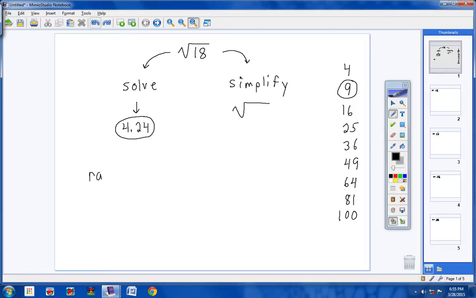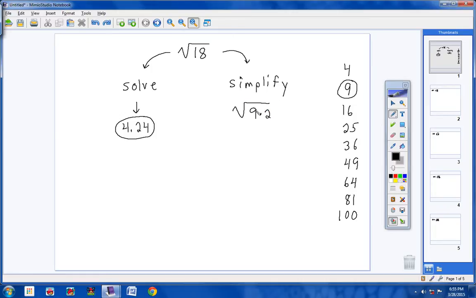So, having said that, when I rewrite the radicand as a factor of 2 numbers, I want to make sure one of those numbers is over here in my list. So 9 times 2 works great, because 9 times 2 equals what? 18, right? And also one of these numbers is over here in my list. Now, do I know the square root of 2?